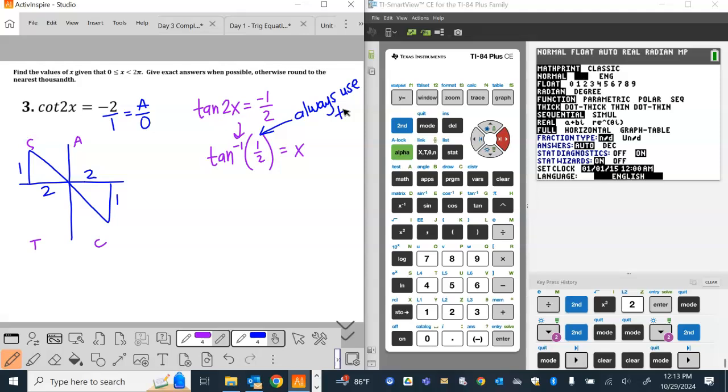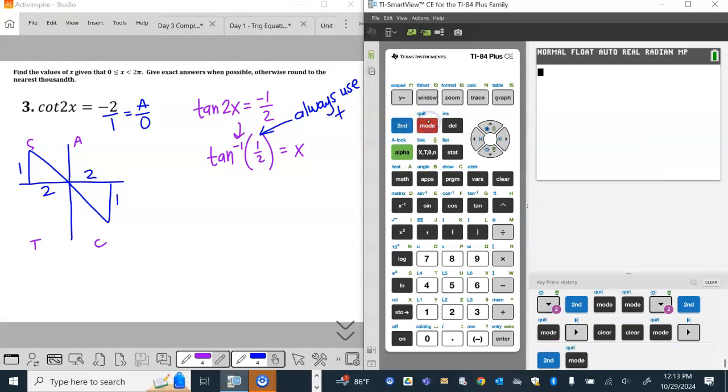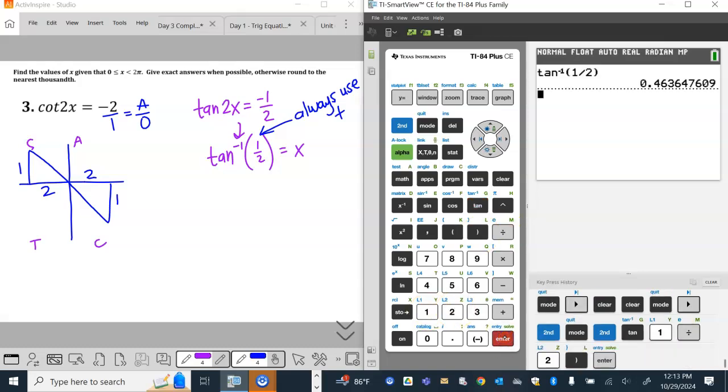Are you ready? I have my calculator pulled up right here. I'm going to do second tangent of positive 1 over 2, and that's going to give me this value for x. So I have 0.464 is equal to x.